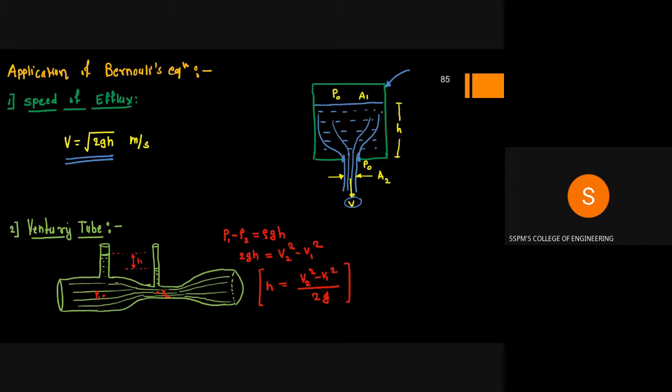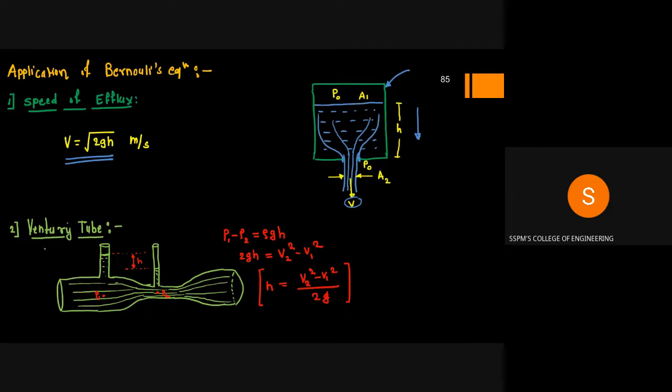This is the initial height. At the initial condition, we will get this velocity. After some time, the height h will start decreasing, so the velocity will also decrease. So it depends on the height h.